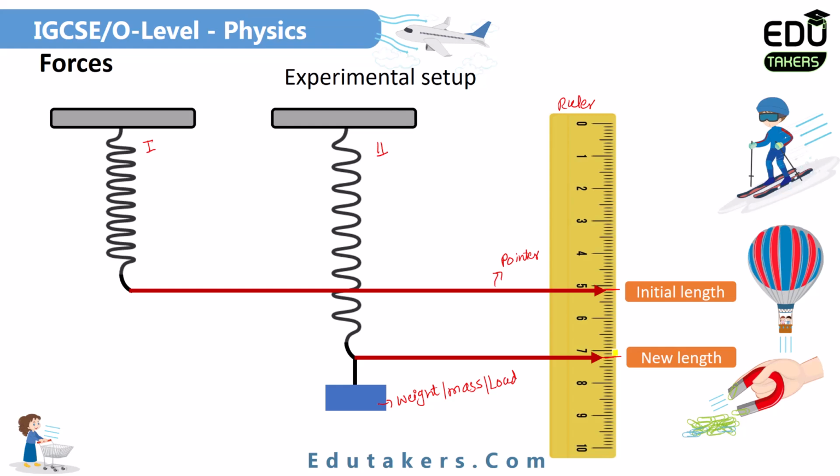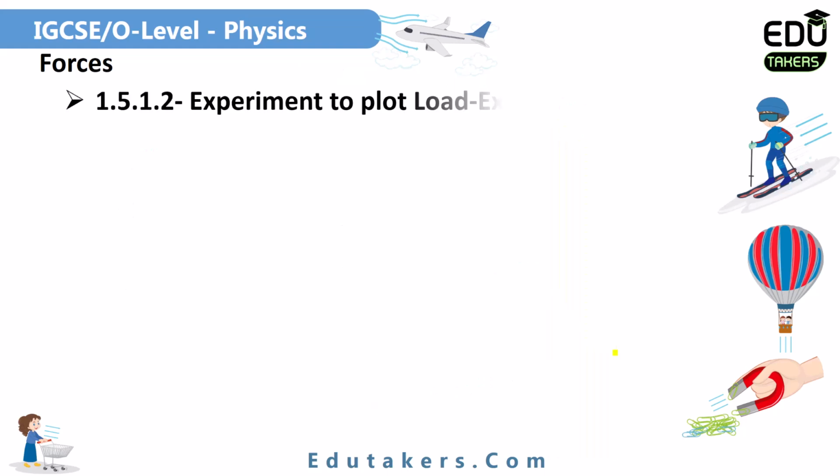After that, you start attaching more and more loads with that spring and find out the corresponding values from the ruler. When you find all of these values, you just need to repeat the experiment 2 to 3 times, and at the end make a table between the masses that you are attaching here, which is the load, and the readings from the ruler, which is basically the length. So let's go back.